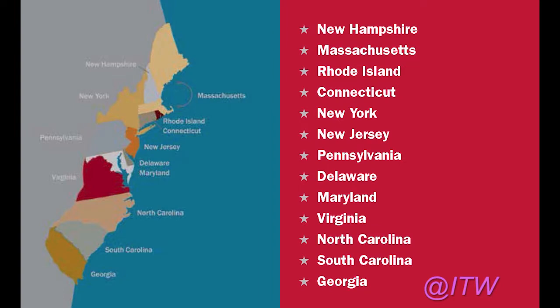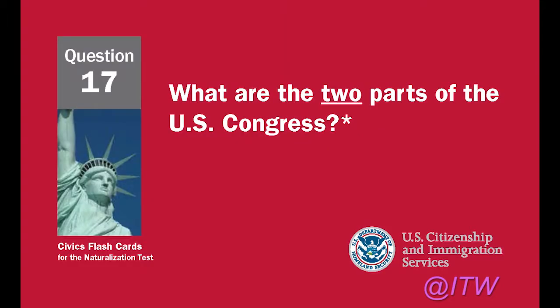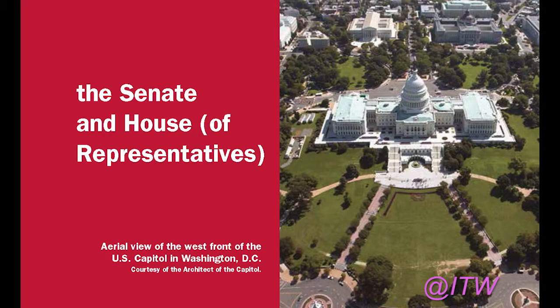New Hampshire, Massachusetts, Rhode Island, Connecticut, New York, New Jersey, Pennsylvania, Delaware, Maryland, Virginia, North Carolina, South Carolina, Georgia. What are the 2 parts of the U.S. Congress? The Senate and House of Representatives.